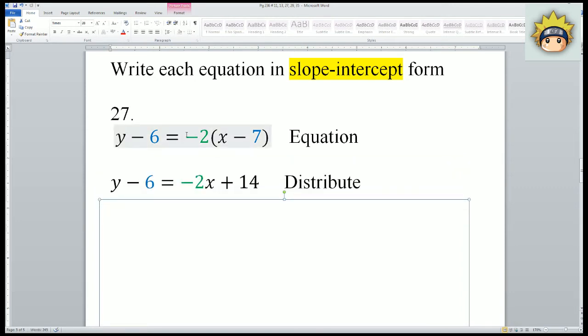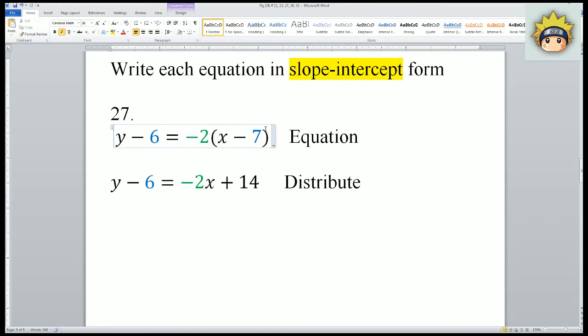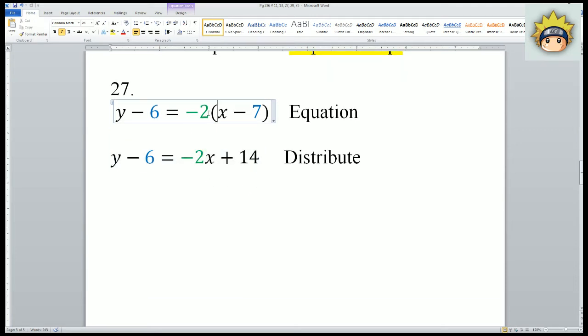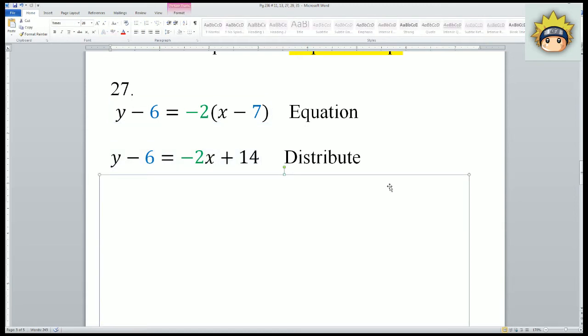I'm going to distribute this negative 2 inside, so I can get rid of the parentheses because we always deal with the parentheses first. Negative 2 times x is negative 2x. Negative 2 times negative 7 is positive 14. A negative times a negative is a positive.